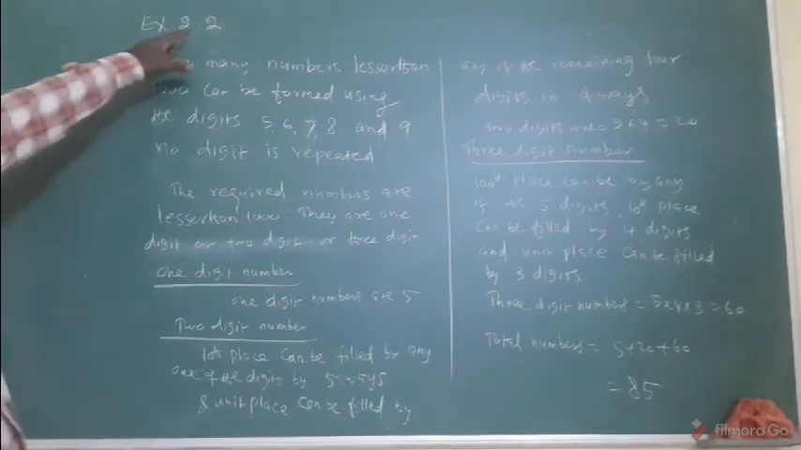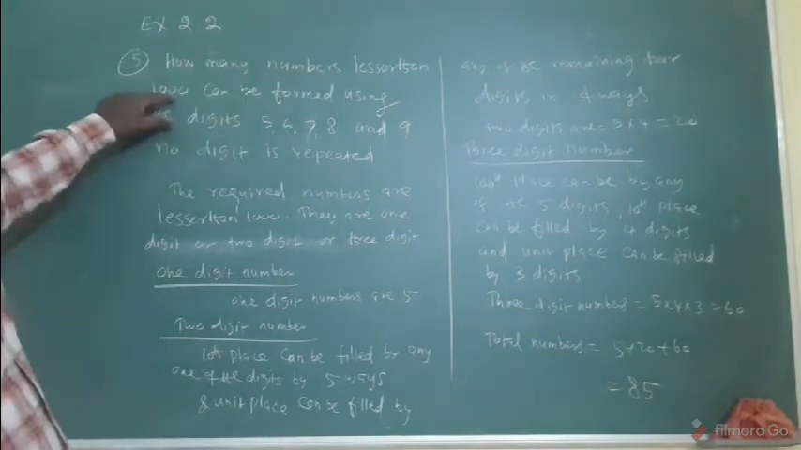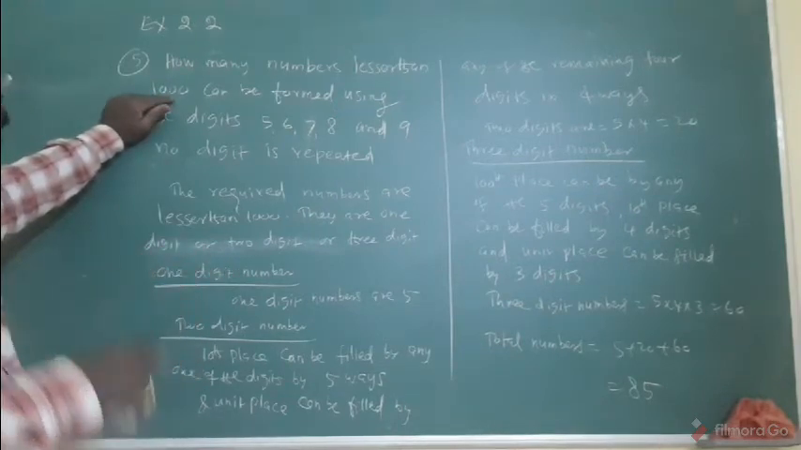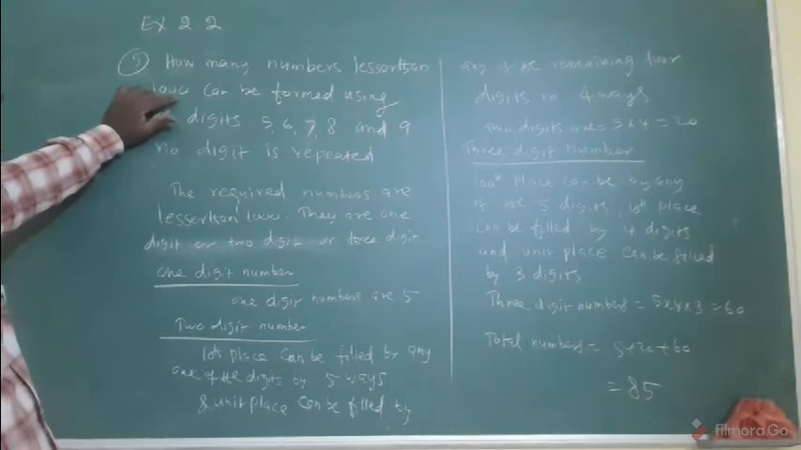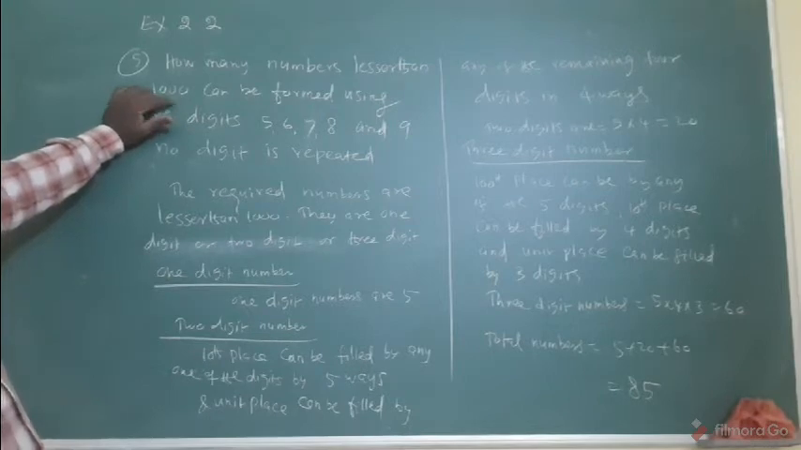Now exercise 2.2, fifth question. How many numbers less than 1000? How many numbers are we asking? Less than 1000 means only 3 digit numbers, am I right?